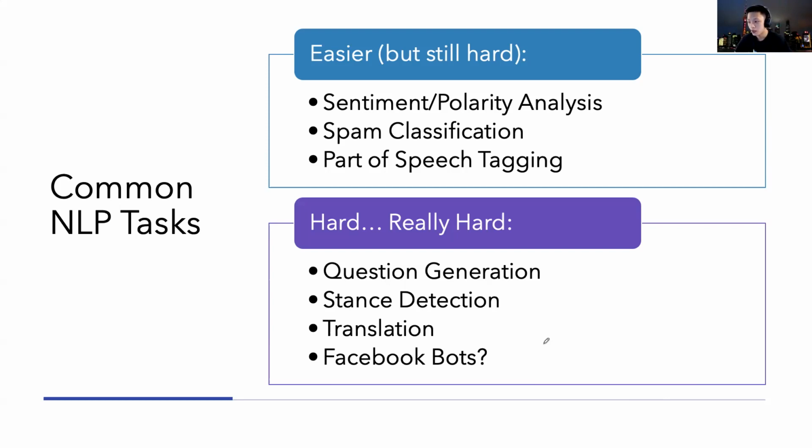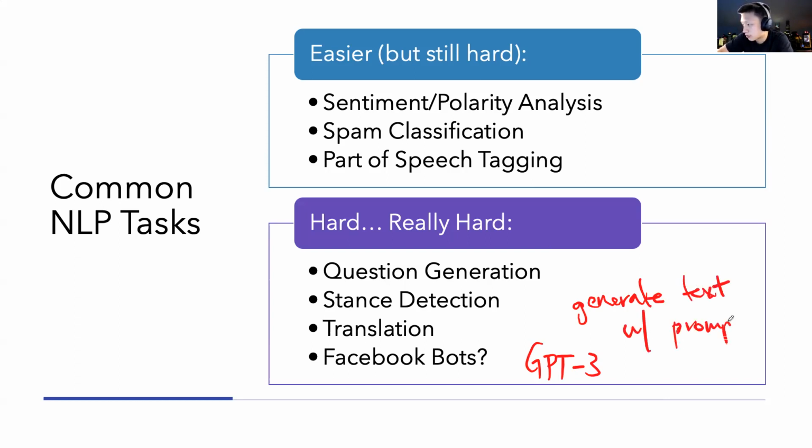And so building bots that feel like they're sentient and feel like you can converse with is very, very difficult. We're starting to get there with technologies like GPT-3, which is an autoregressive model that we'll be talking about today, that can generate text given a prompt. So basically your prompt would be whatever you try to say to it, and then it would generate a response to your prompt. So we're getting close.